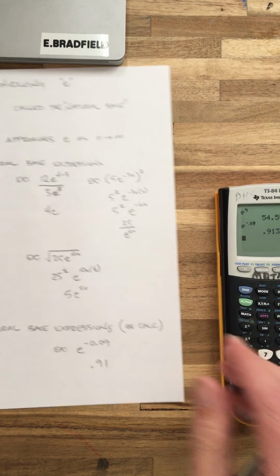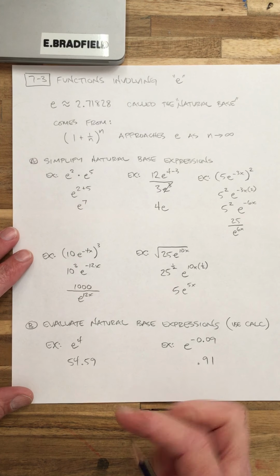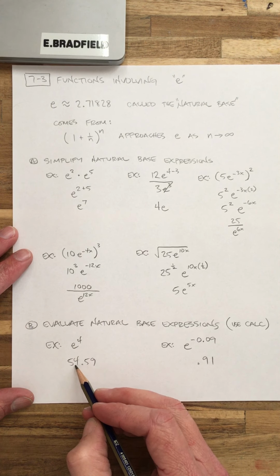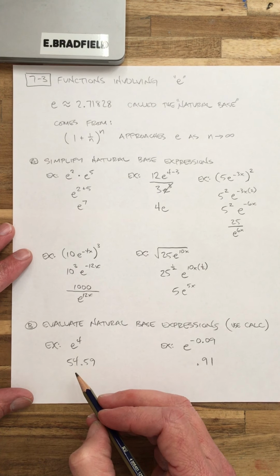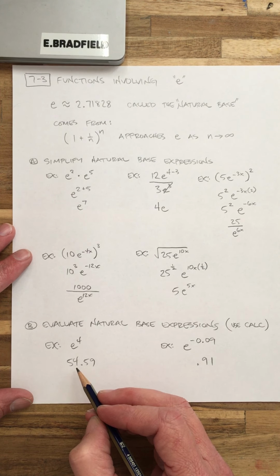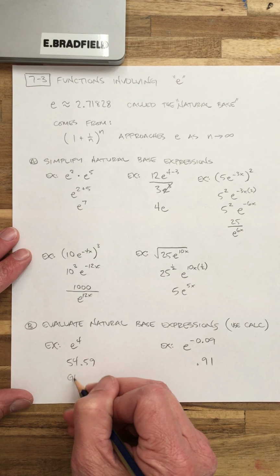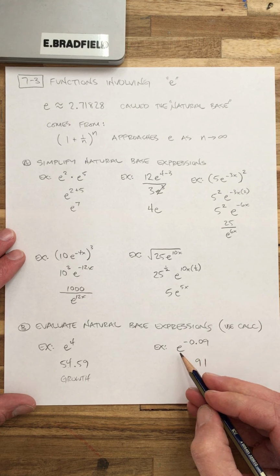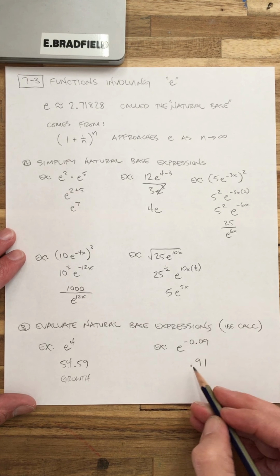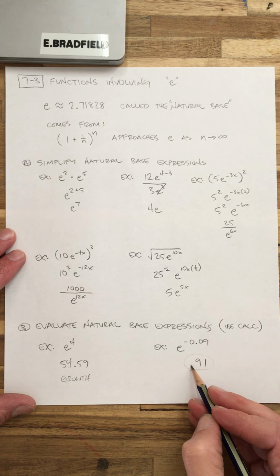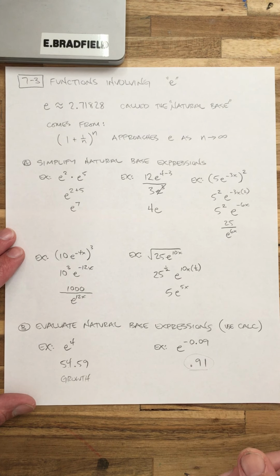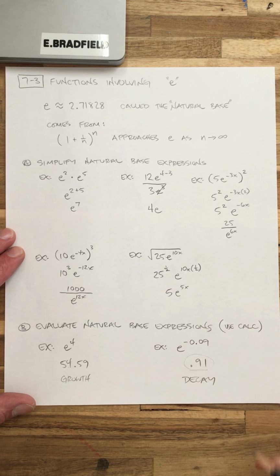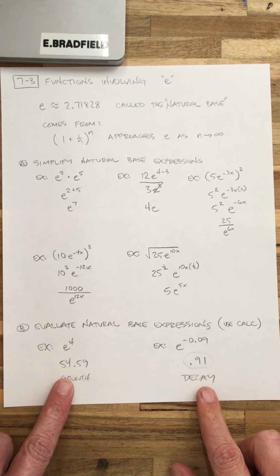Now I want to show you something really quick before we move on to the next part. Look at this. e to the power of 4. Notice what kind of a number I have: a number that's greater than 1. Interesting. Look at this guy right here. I have e to a negative power. Look what it turned into. That is a number that is in between 0 and 1. Just keep those in mind.